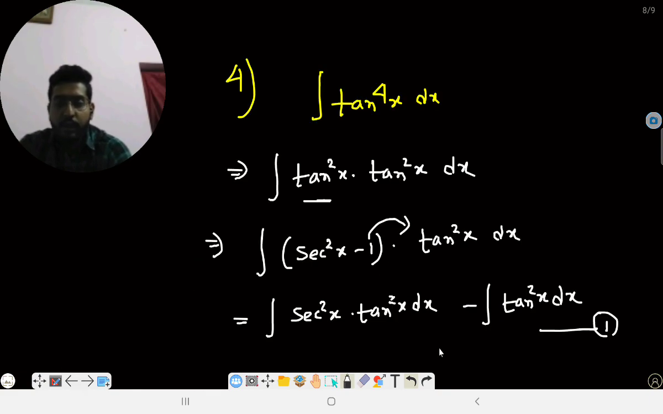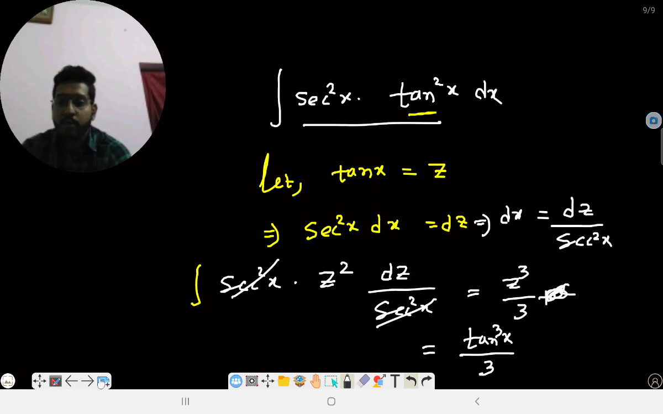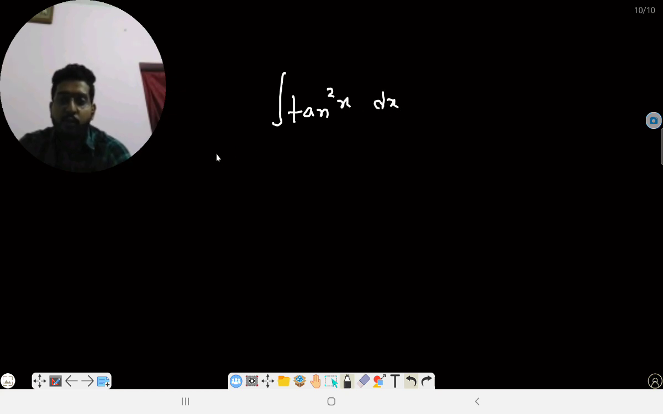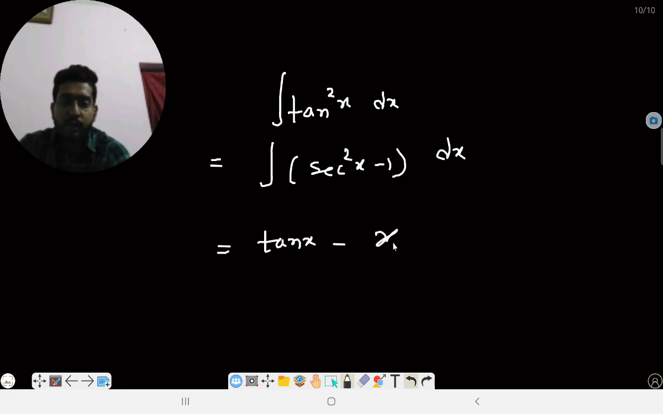Okay, now the next part is tan square x. So how to find the integration of tan square x? In the earlier video I also mentioned how to find the integration of tan square or cot square. So tan square x, we know there is no formula for tan square x in integration, but tan square x is sec square x minus 1 dx. Now what is the integration of sec square x? The integration of sec square x is tan x, and integration of 1 is x plus c. Okay, so tan x minus x plus c. This is the integration of tan square x.